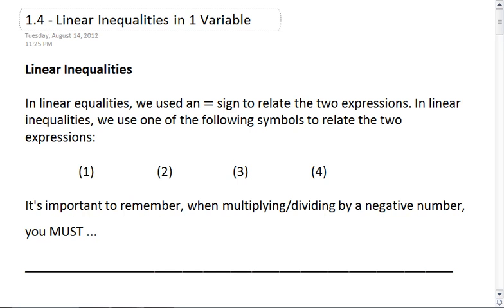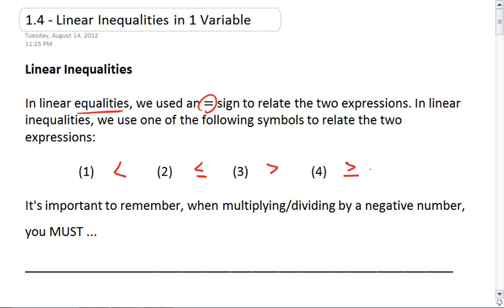Section 1.4, Linear Inequalities in One Variable. Before we looked at linear equalities, in which case we used an equal sign to relate the two expressions. In linear inequalities, we use one of the following symbols to relate the two expressions, either a less than, less than or equal to, greater than, or greater than or equal to.